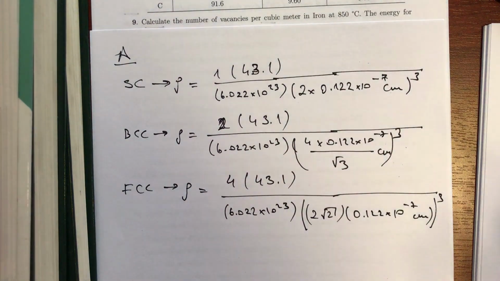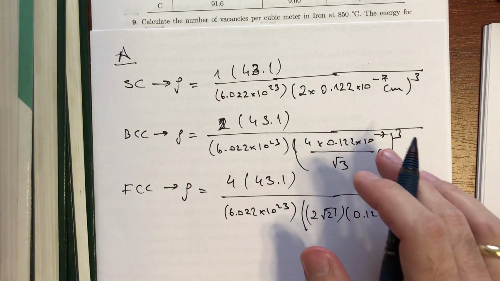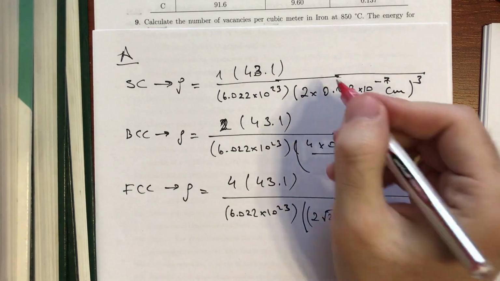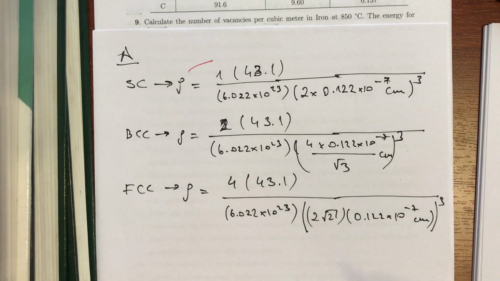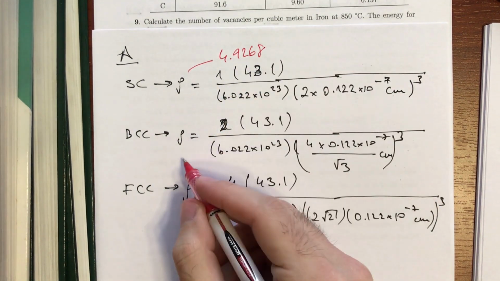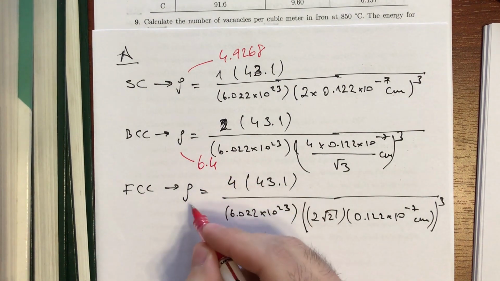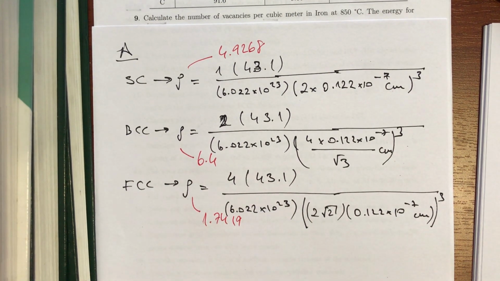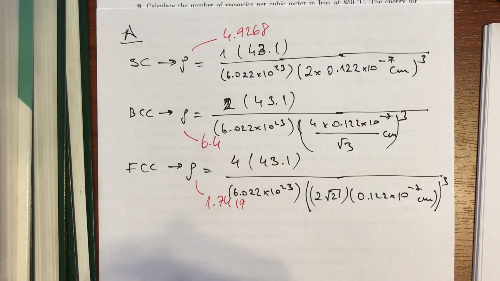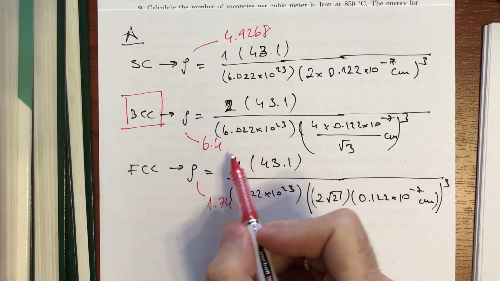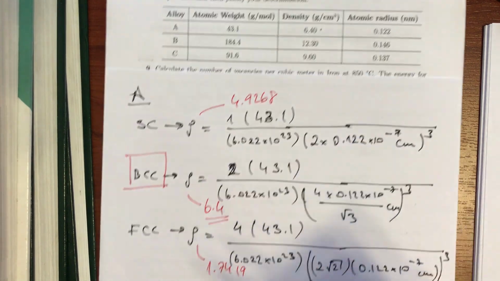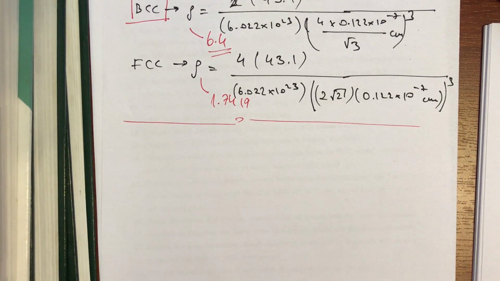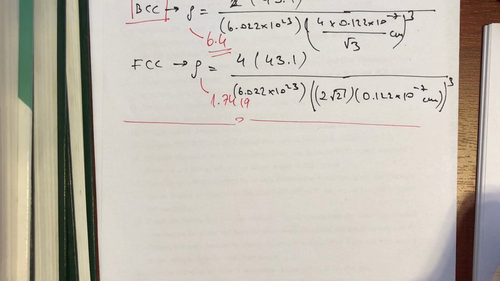Cubed. So if you calculate each numerical value for alloy A, the simple cubic gives a density of 4.9268. The BCC gives 6.4, FCC gives 1.7419. So if you inspect all of these, you will come to the conclusion that the structure must be BCC, since 6.4 matches that. The BCC density matches the actual density. Now we can do the same calculations for alloy B this time.